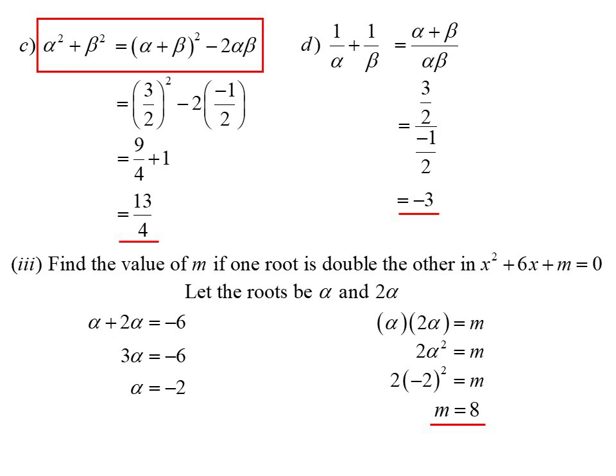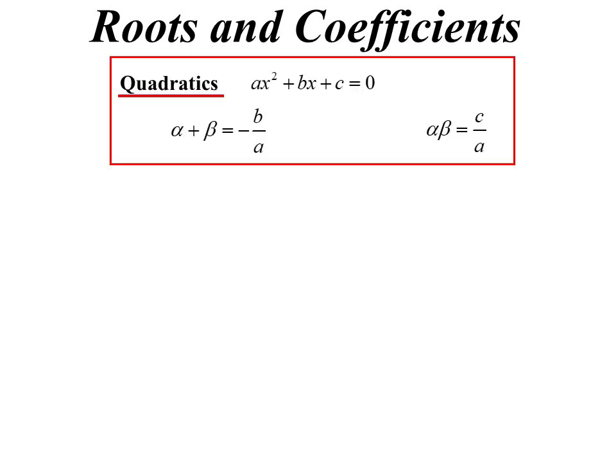So that was quadratics. So now let's push that idea through to any polynomial. So let's say quadratic, alpha plus beta was minus b on a, alpha beta was c on a. But with a cubic, we're going to have 3 solutions, or 3 roots.